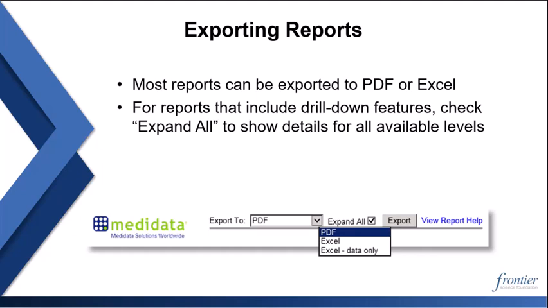Click the down arrow to see available report formats. Most reports can be exported to PDF or Excel. For reports that include drill down features, you want to make sure Expand All is checked. This will export the details for all available levels. Then you'll be able to drill down or sequentially select to a more detailed level within the report itself. Next, click Export, and the file will be available in your computer downloads.